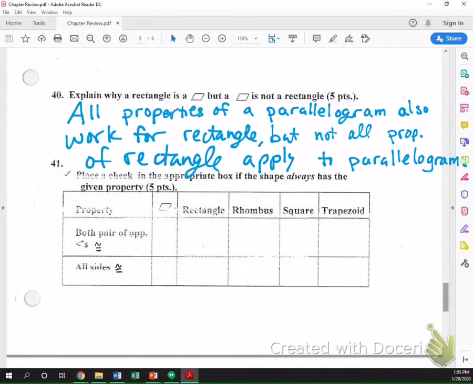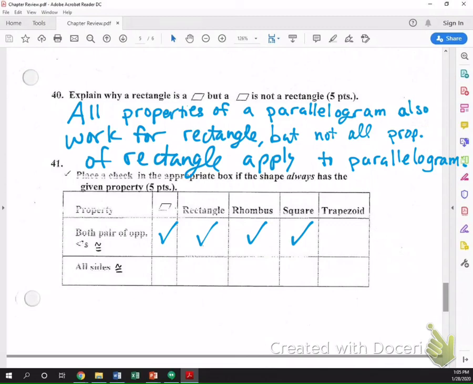All right, and then 41, we are going to put an X in the boxes that work. So we'll just go property one at a time. Opposite angles are congruent. Is that true for a parallelogram? Yes. Is it true for a rectangle? Yes. Is it true for a rhombus? Yes. Is it true for a square? Yes. Is it true for a trapezoid? No, not for trapezoid.